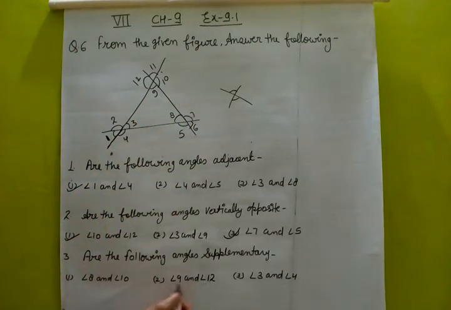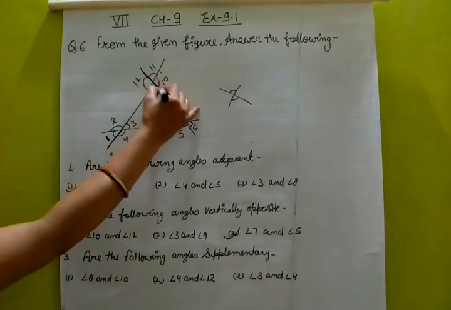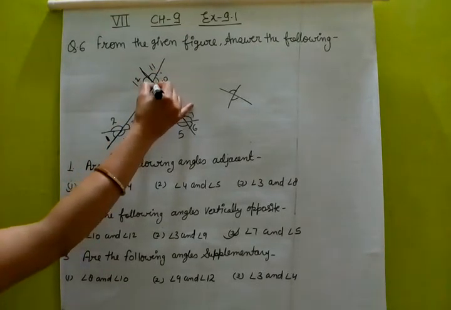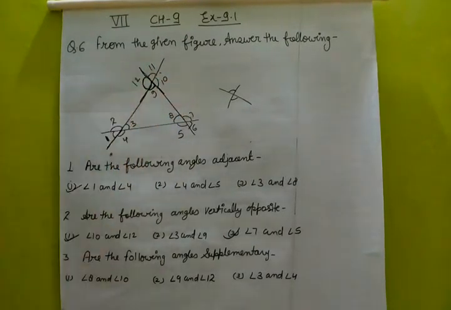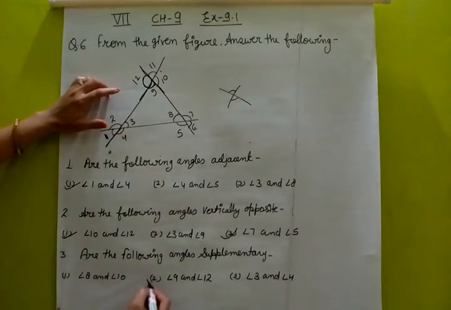9 and 12. This is angle 9, this is angle 12. Yes, they are supplementary because they are forming a linear pair. Angle 9 and angle 12, their sum is 180. This angle 9 and this angle 12 sum is 180. So this is a supplementary angle.